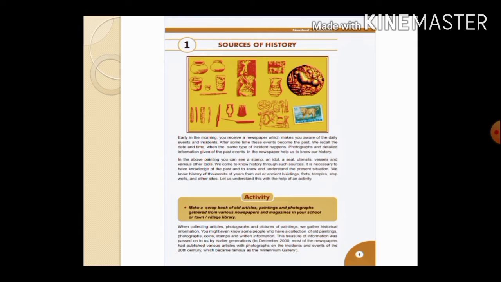Today, we are going to start with Chapter 1 of Social Science, Sources of History. Early in the morning, you receive a newspaper which makes you aware of the daily events and incidents. After some time, these events become the past. We recall them with a date and time when the same type of incident happens. Photographs and detailed information given of past events in the newspaper help us to know more about our history.